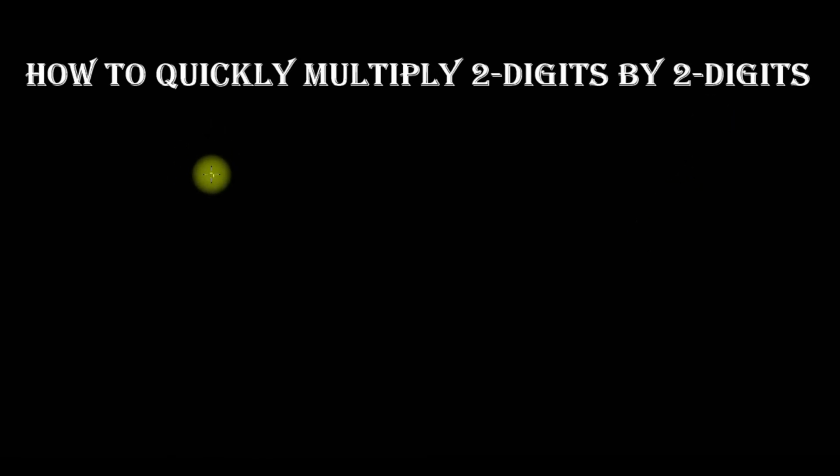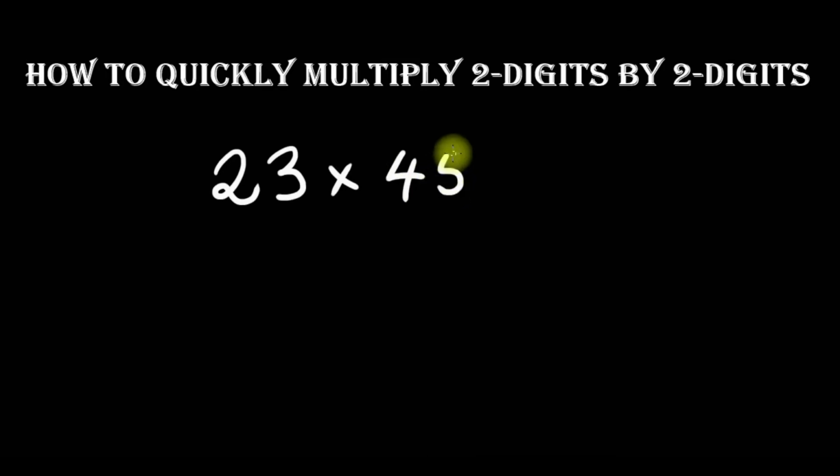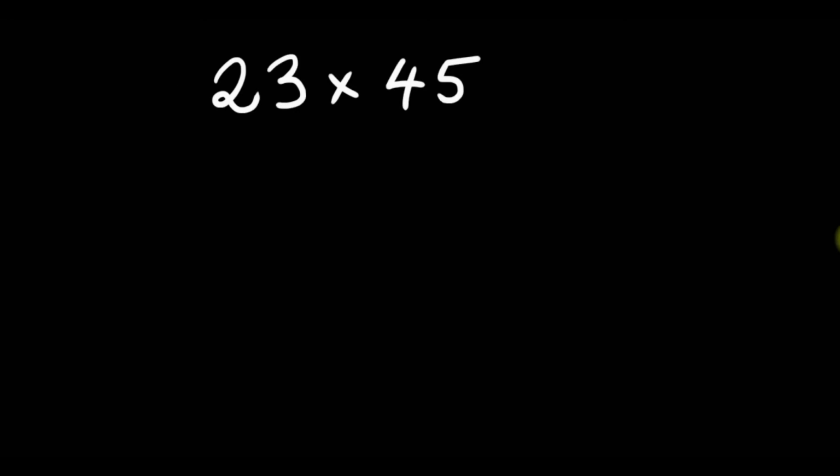Let's say we take 23 times 45. So we're multiplying 2 digits by another 2 digits. I'm going to show you how to multiply these two numbers a lot faster than the traditional way. First, take 2 times 4, that's 8, and then you make a line because there is going to be a number that goes right in there.